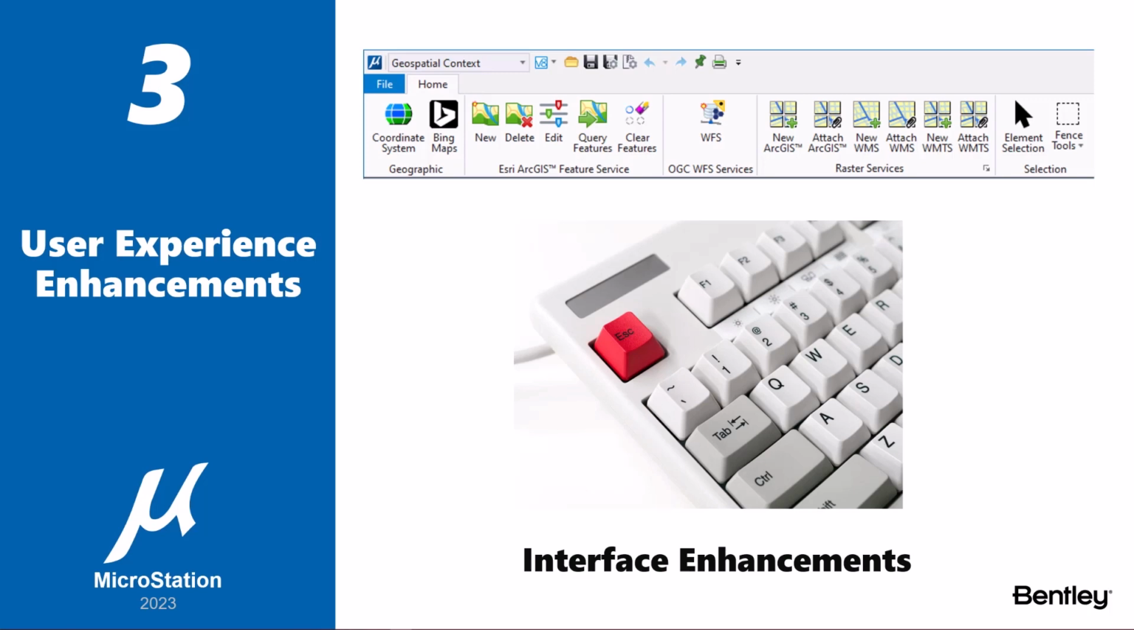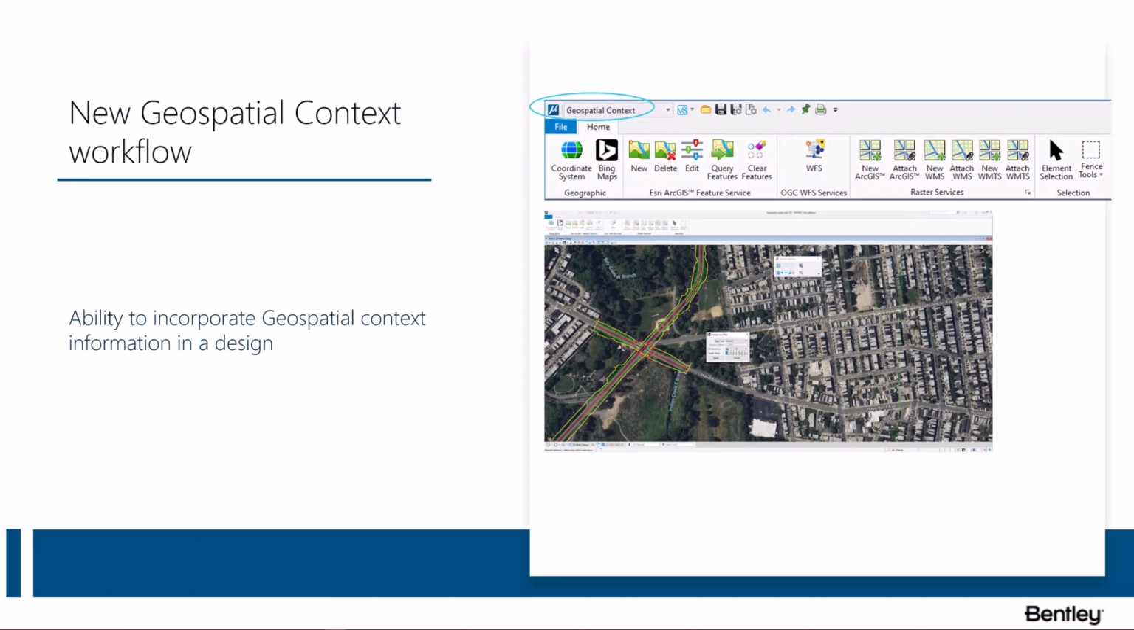All right. There are a couple of quick but efficient user experience enhancements that are introduced in MicroStation 2023. The very first one that we look at today is the new Geospatial Context workflow. The new Geospatial Context workflow and its ribbon provides users with the ability to easily incorporate geospatial context into a design while working with MicroStation. Now, what does this mean? It simply means users can now incorporate geospatial context into their design files with direct integration with Esri ArcGIS REST map and Esri ArcGIS REST feature services.